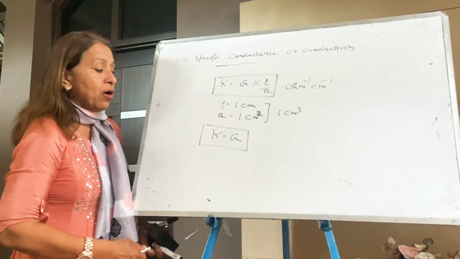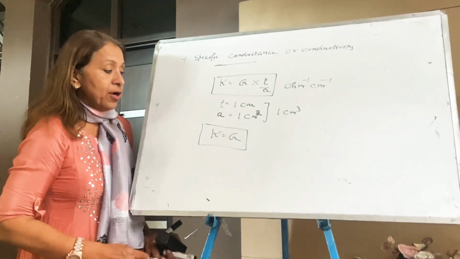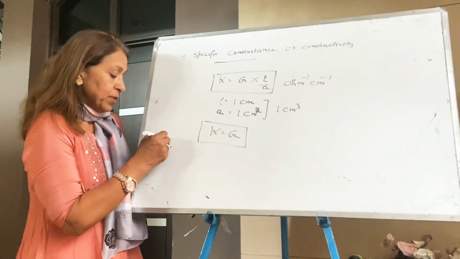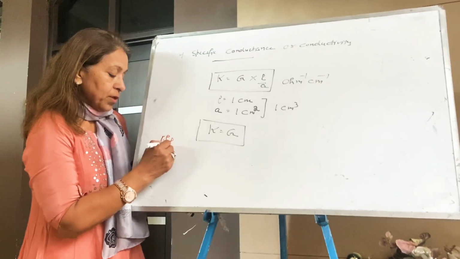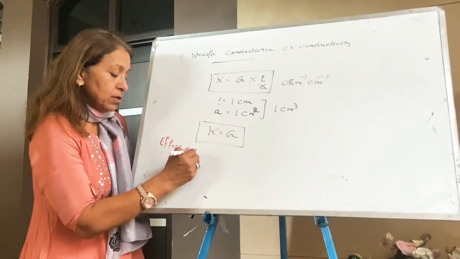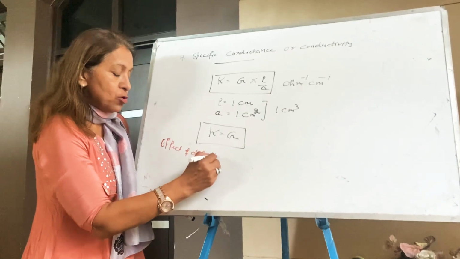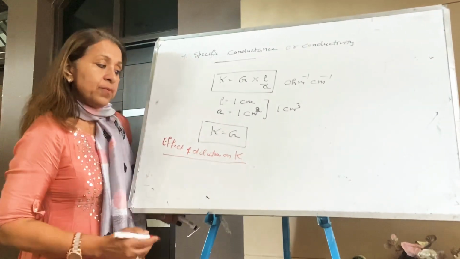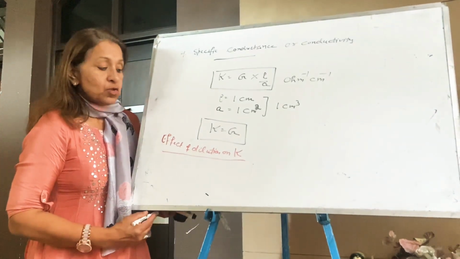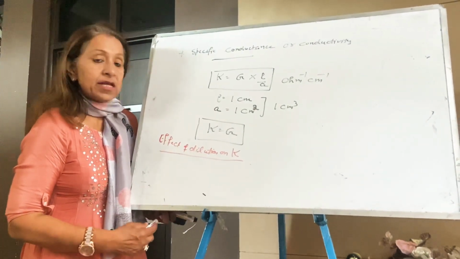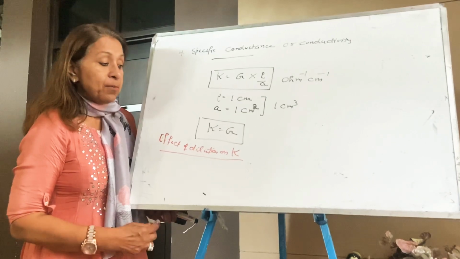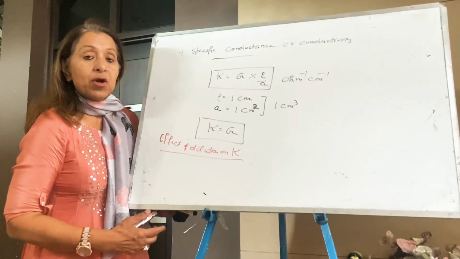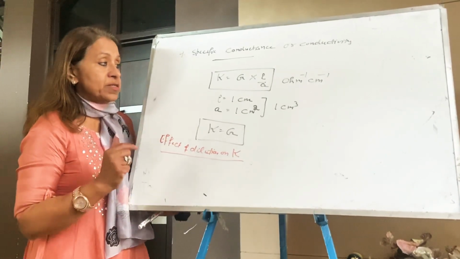K means kappa or specific conductivity. Write down the subtopic: effect of dilution on K. K means specific conductance or conductivity. Now student, you know when dilution takes place, the volume increases. When the volume increases, the number of ions per centimeter cube decreases.